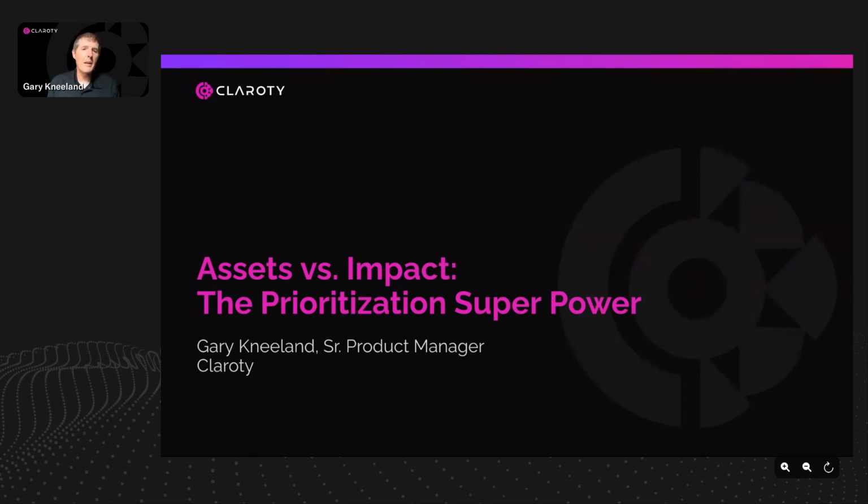Today, we're going to be talking about asset versus impact and how we can help prioritize these and how that can really change the dynamic of these types of programs that we have. So this is one of the things we've seen a lot of customers have a lot of challenges with, right?